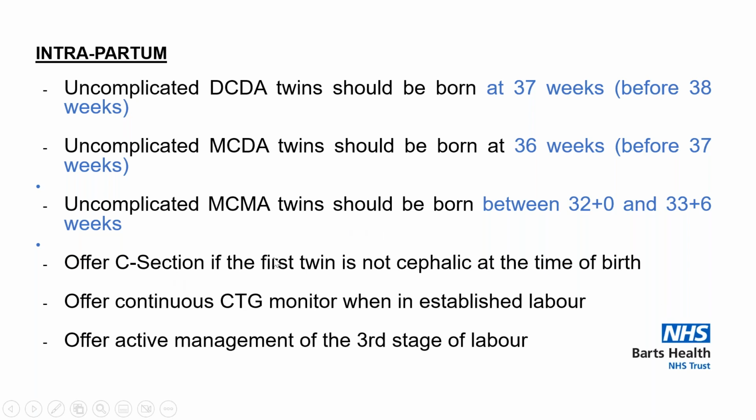In established labor, they need continuous CTG monitoring, and we need to offer them active management of the third stage of labor to reduce the chance of PPH. So always remember DCDA, MCDA twin, if the first baby is cephalic, they can go for vaginal delivery. But for the MCMA twin, you have to deliver the baby by cesarean section.